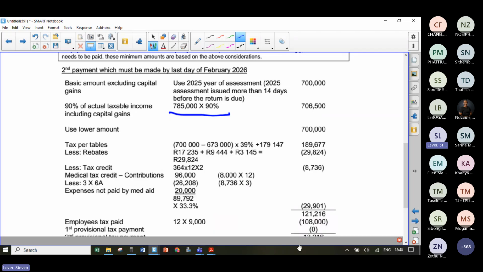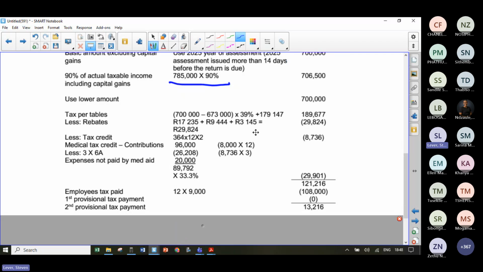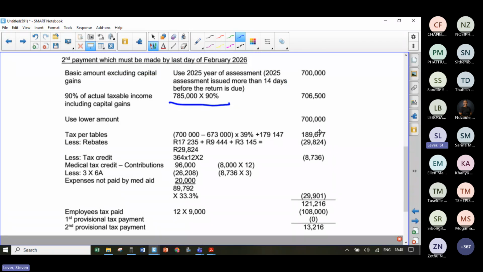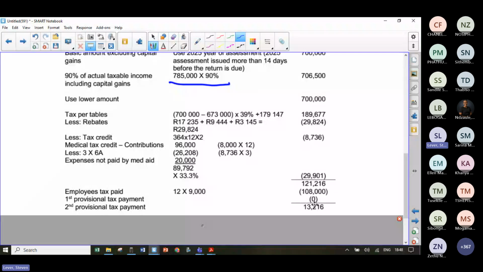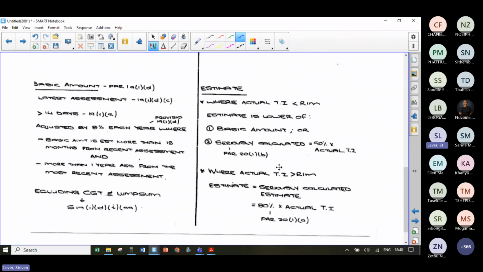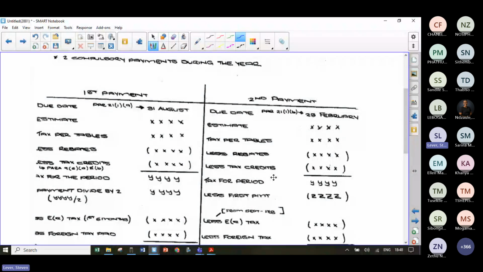And then we're going to do the tax calc, which is tax per tables, less rebates, less medical tax credits, less employees tax, less your first provisional tax payment. How much is my second one? 13,216. We don't times this one by half. Why don't we times it by half? Because you're doing it for the whole year. The previous one we times by half. Guys, again, here's the format. I've given it to you in the handwritten notes.